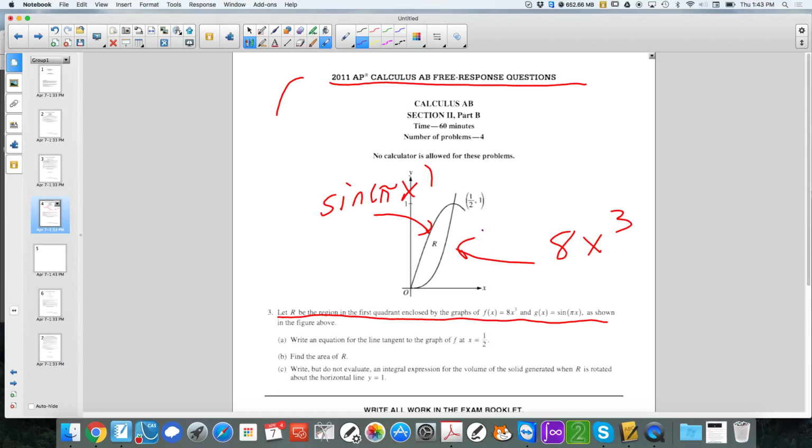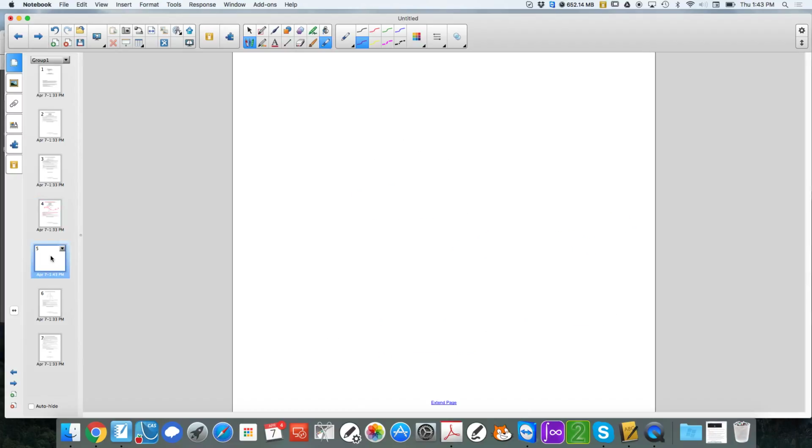I don't know if we need to do that yet, Peter. Let's see what the problem asks us to find. It says, write an equation for a line tangent to the graph. So Peter, if we're finding a line tangent to the graph, what equation are we going to be using?